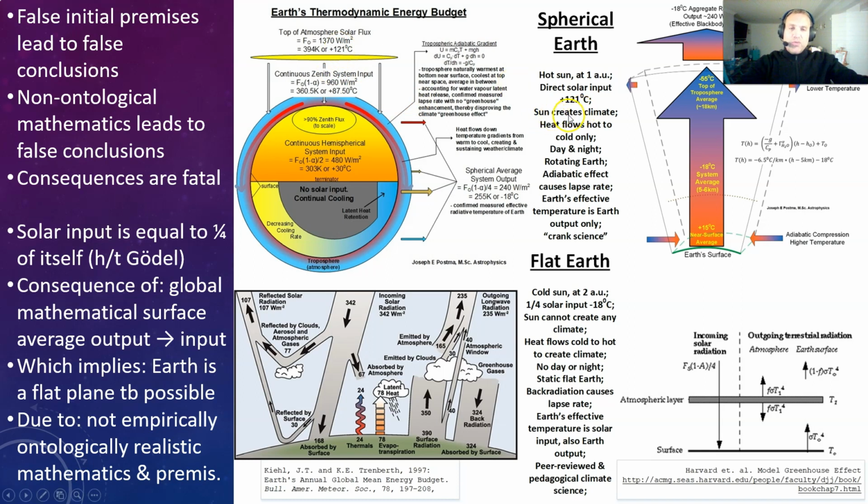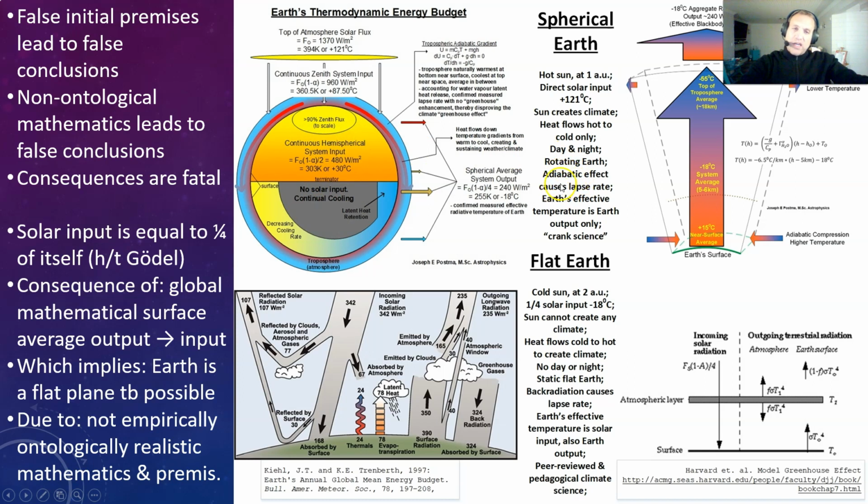You have that the sun will create the climate with that primary forcing of heating. The sun can create the climate with that much power. You can stay consistent with heat flowing from hot to cold only, which is a basic principle of thermodynamics. You have a day and night. That's nice. You have a rotating Earth. You would assume that the Earth is rotating there.